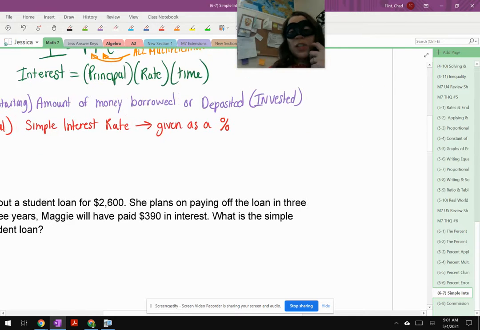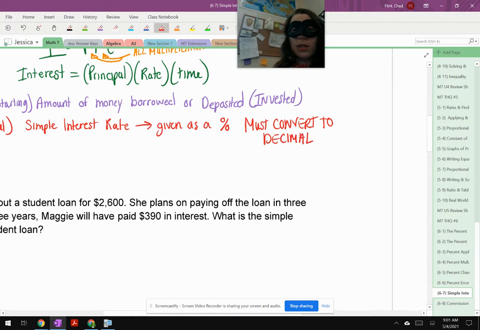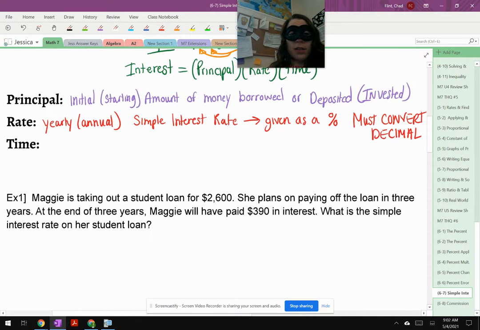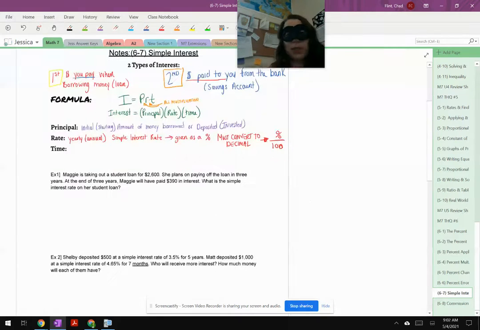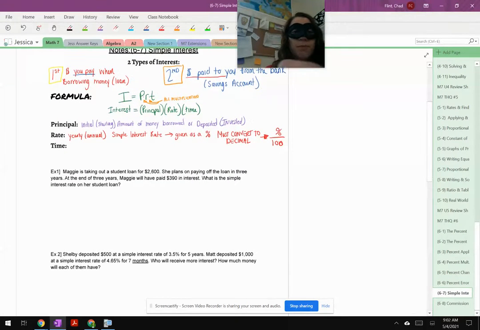which means that you're going to need to convert it to a decimal. You must convert to a decimal. And you do that by taking the percent and dividing it by 100. So that's a very important thing. You have to convert that to a decimal by dividing it by 100. That rate, that percentage, always needs to be divided by 100 when you're dealing with it.